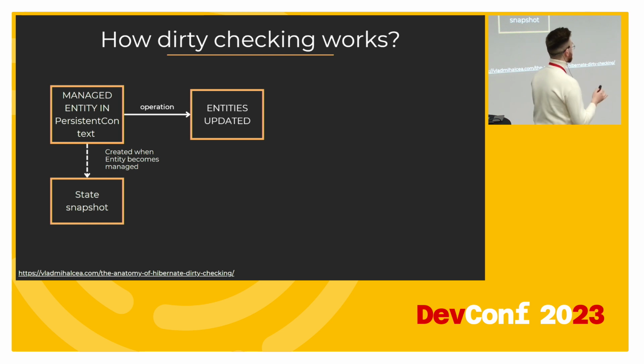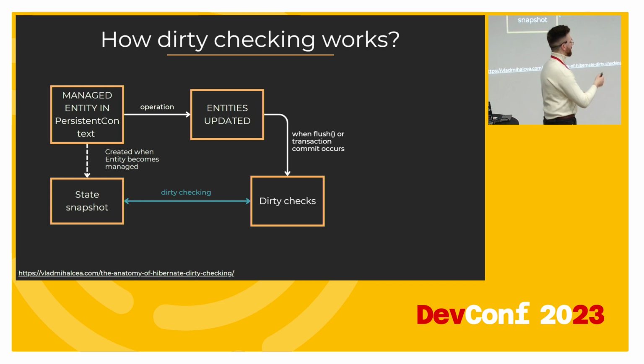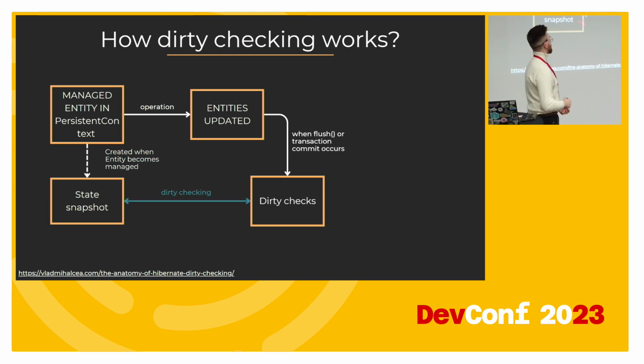Okay, so we have state snapshots of every entity that we have in the persistence context. We do some operations on entities, they are updated. And then when we want to flush, so wrap up our transaction, dirty checking occurs. And then we check the updated entities against their snapshots from the start.